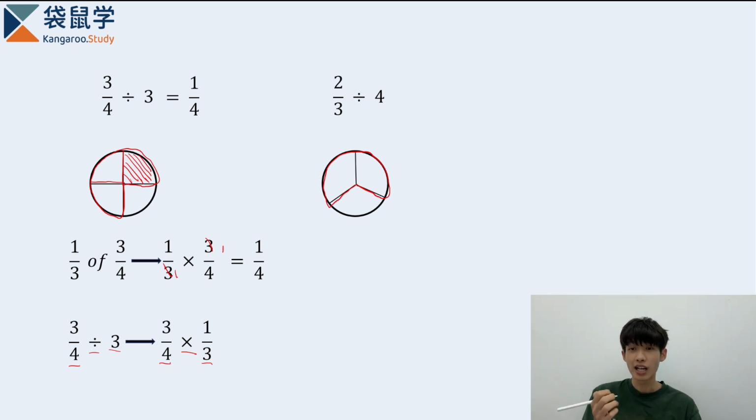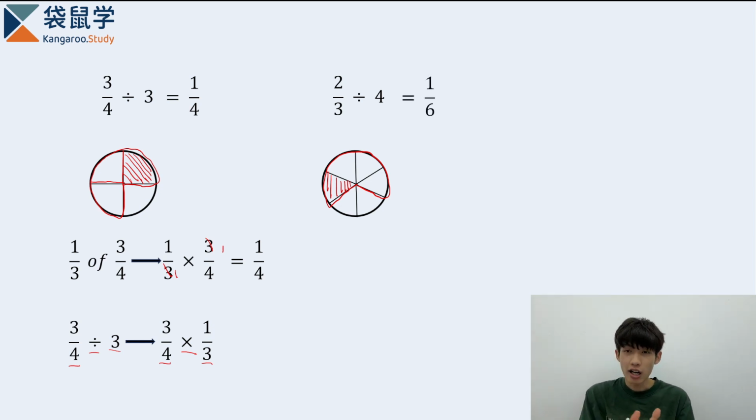And now we need to cut this 2 over 3 into 4 pieces. That means each section I need to cut into half. And now each part refers to what fraction of a pie? So the answer will be just equal to 1 over 6.